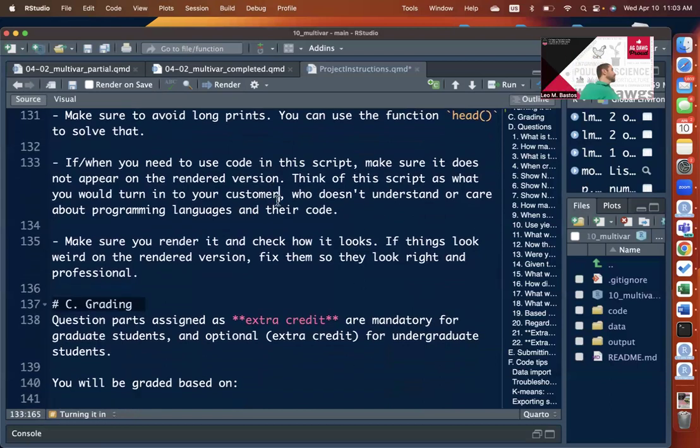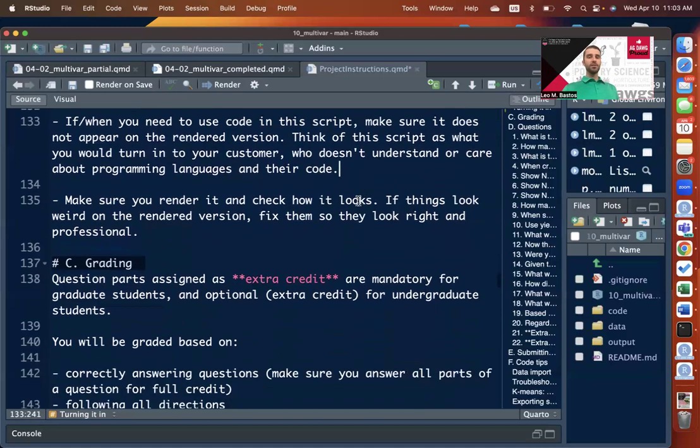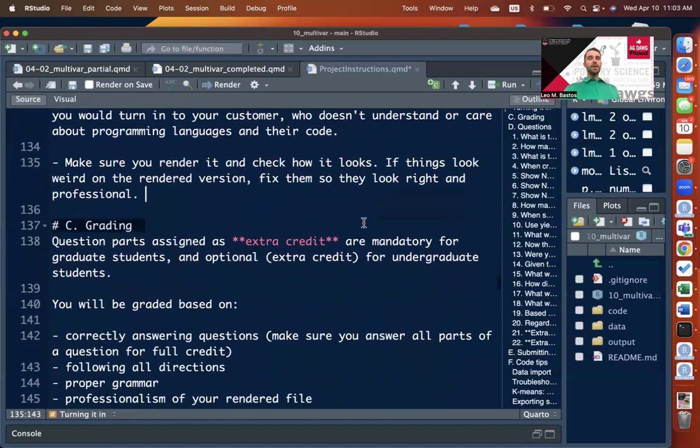And when you do include code on the script, I do not want to see that code when you send it to me on the render version. The reason for this is I want you to think of this render version as the report you would share with Natalie. So she does not care about R, she does not care about programming languages. She just wants to know about the questions that she's asking you and your answer to them. So I do not want to see your code on the render version.